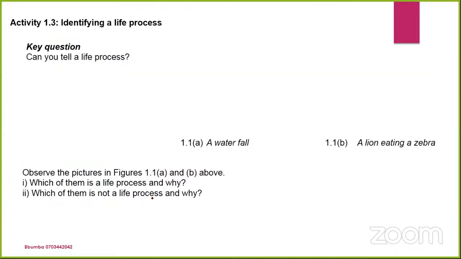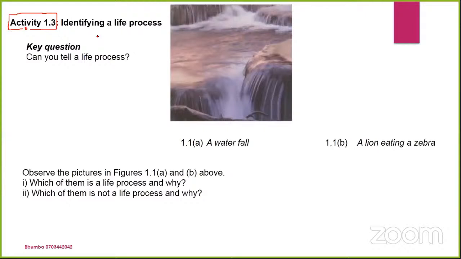And here we are having activity 1.1. That is, if you have looked through the other textbook of the new curriculum, which was uploaded in Google Classroom. Now, we are trying to identify a life process. And the key question is, can you tell a life process? Okay, and if you can tell a life process, you're going to observe this picture. We are having picture 1.1a, which is a waterfall here above.